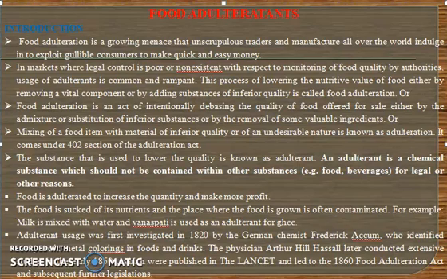adulterants. Adulterant usage was first investigated in 1820. This was by the German chemist Friedrich Accum, who identified many toxins and metal colorings in food and drinks. This is the scientist, a German chemist. Then the physician Arthur Hill later conducted extensive studies in the early 1850s, which were published in the Lancet journal, and he found many. Then the Food Adulteration Act was subsequently enacted in various countries. But he did the pioneer work. In the 1820s, the German chemist Friedrich decided to look at the toxins and coloring agents found in foods. So this is all about food adulterants and how the history started.